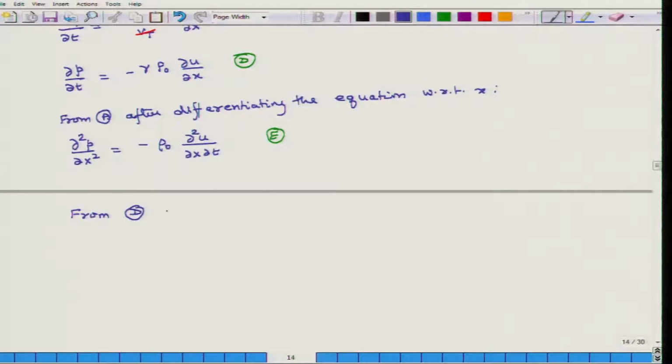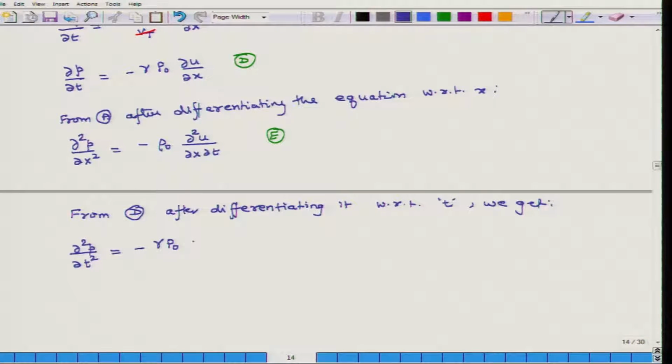From equation D, after differentiating it with respect to time, we get the second derivative of pressure with respect to time equals minus gamma p naught del 2 u over del t del x. This is equation F.